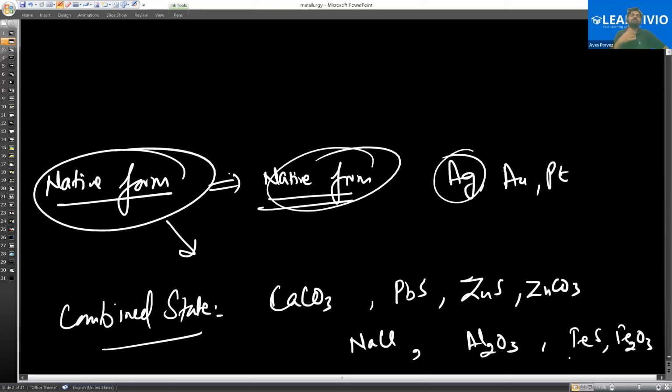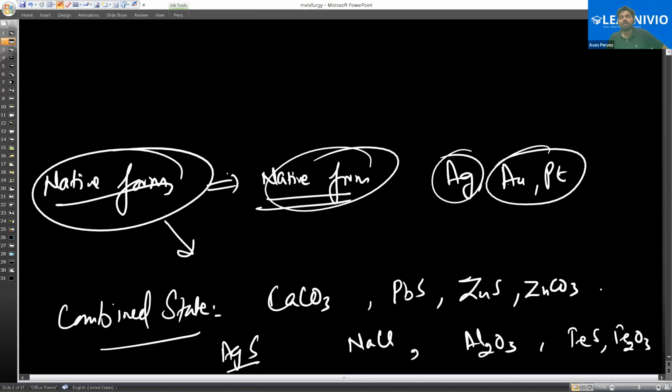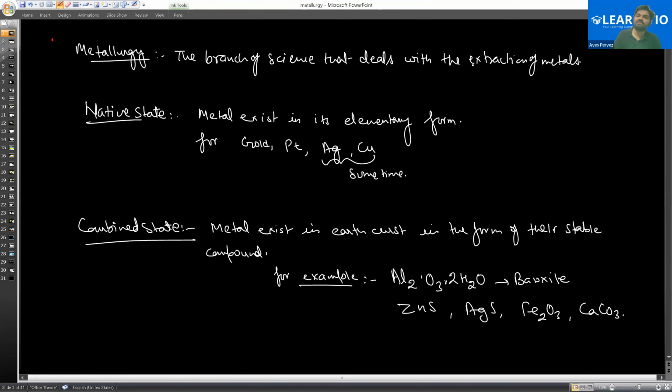There are different forms of metal that exist as stable compounds, and we call that the combined state. So silver, gold, and platinum generally exist in the native state, but sometimes silver also exists in the form of Ag2S, silver sulfide. Copper exists in the form of copper sulfide, Cu2S. So there are different forms in which the metal exists in nature, and they are considered the combined state. So note it down, everyone. The branch of science that deals with the extractions of metal is called metallurgy. Note it fast.